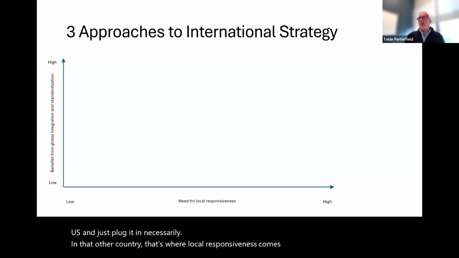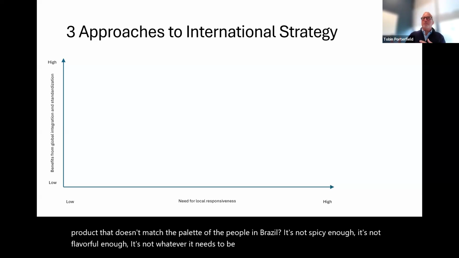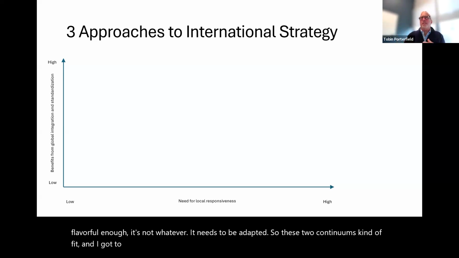Am I sending a food product that doesn't match the palate of the people in Brazil? It's not spicy enough. It's not flavorful enough. It's not whatever. It needs to be adapted. So these two continuums fit together, and I have to think about my products, and this is exactly what you're going to have to do in the assignment this week.